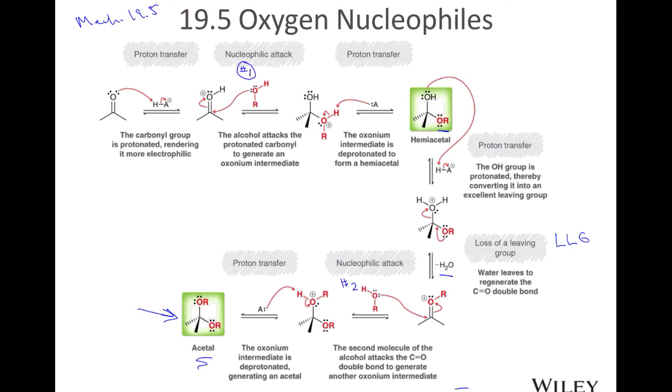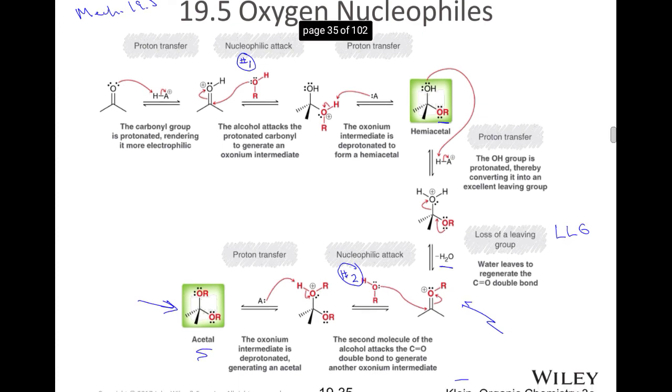Then after a proton transfer, another proton transfer, and a loss of water, we get a new electrophile. So now we have another electrophile, and now alcohol number 2 can come in and do a nucleophilic attack. We produce another oxonium. We do a deprotonation, and we end up with our acetal. So I would recommend practicing this mechanism and being able to recognize all the steps.